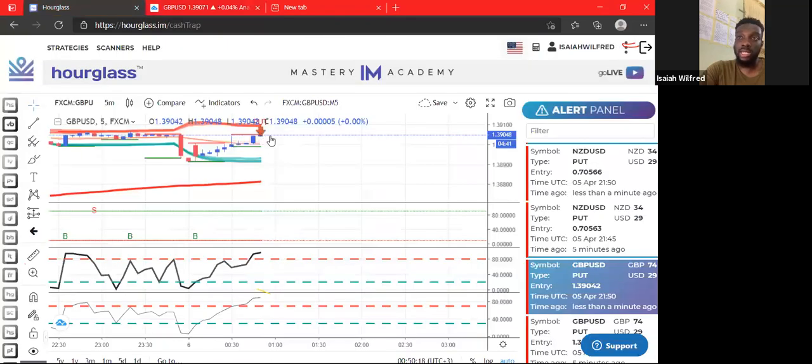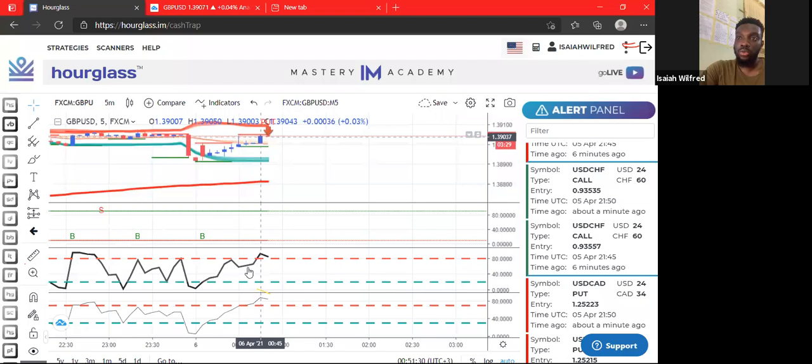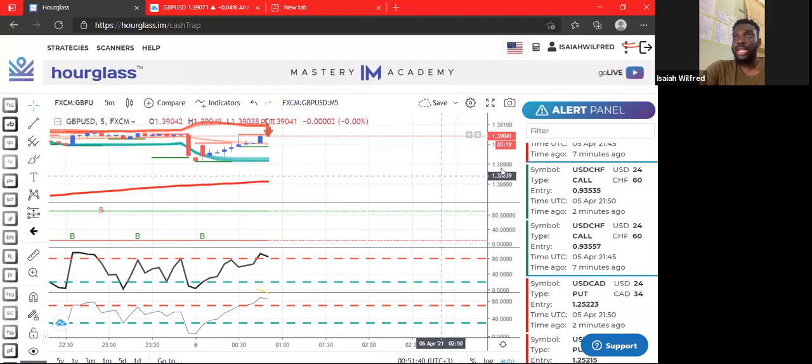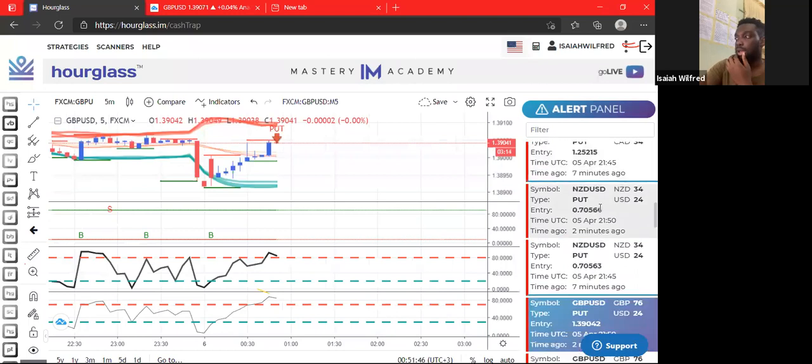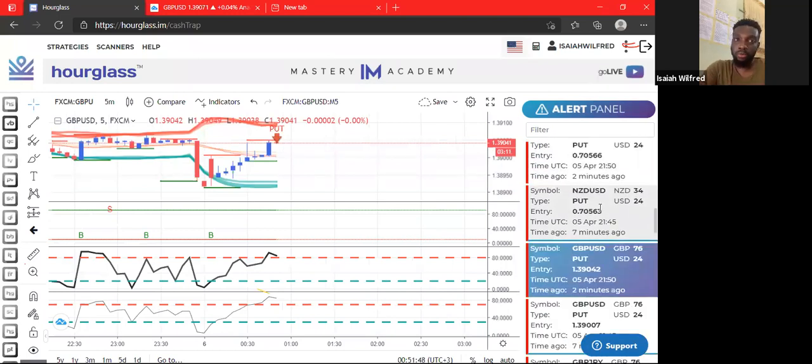That is the resistance. Now it's overbought. It's supposed to cross down. This one is supposed to cross down. So once we get a trade like this, yes, we know that on this trade, the currency strength meter was not in our favor because GBP is actually stronger and USD was weaker.